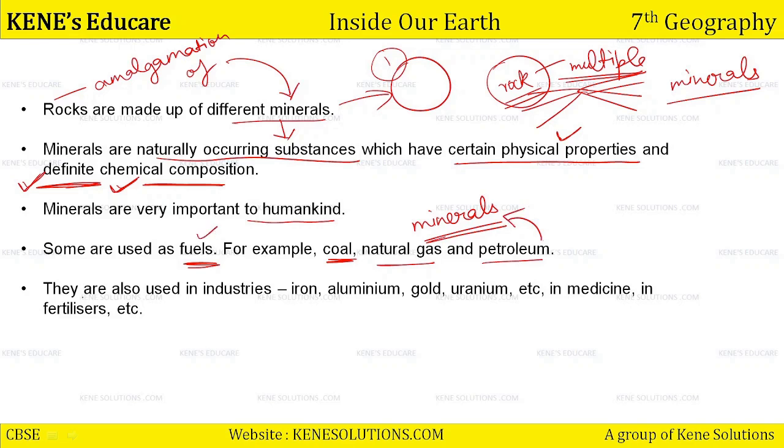Okay. They are also used in industries. For example, iron, aluminium, gold, uranium, etc. They are also minerals which are used as important substances in industries. And they are also used in medicine, in fertilizers, etc.